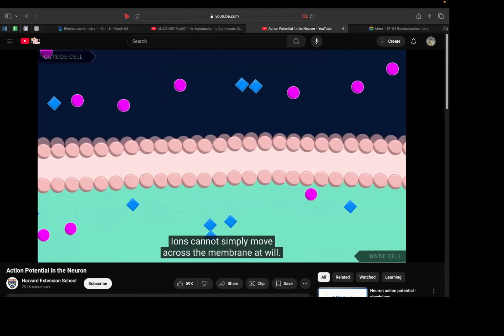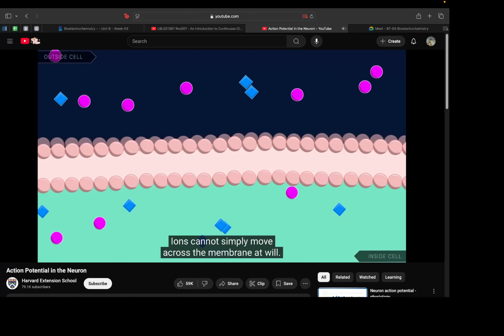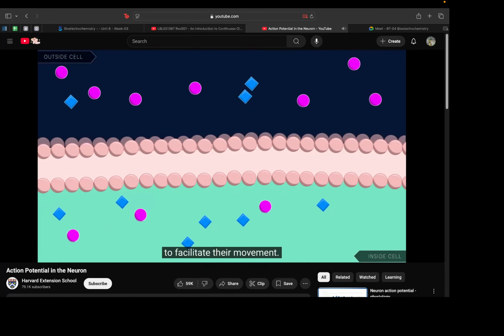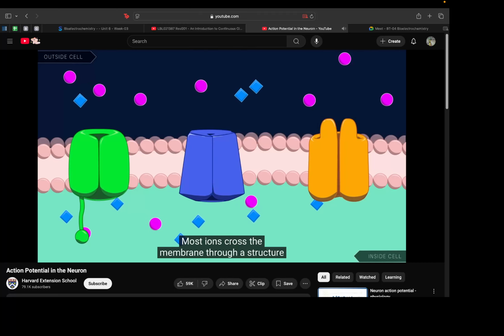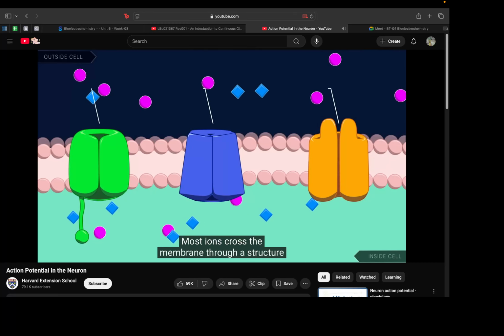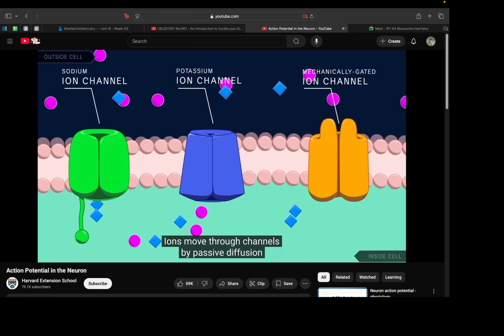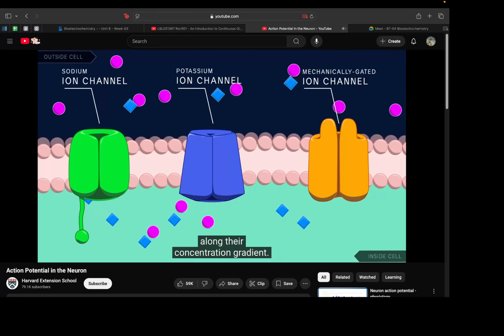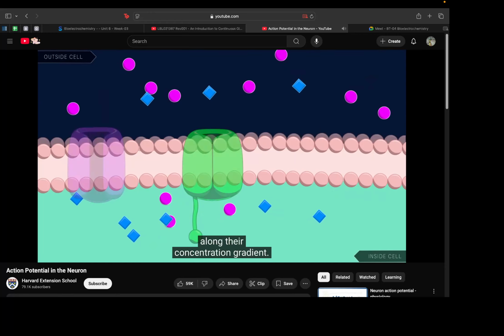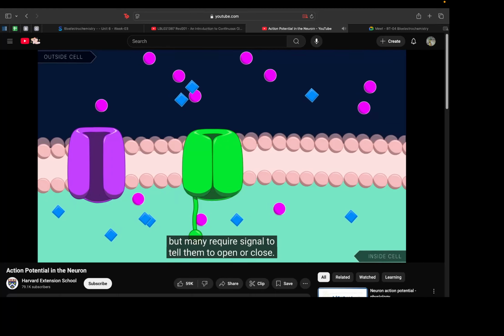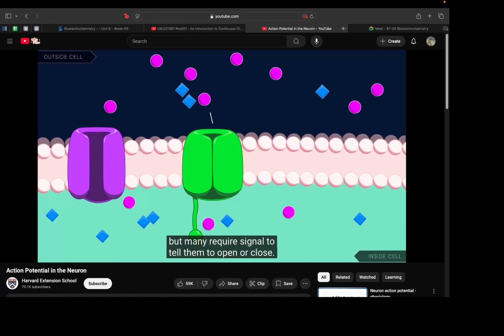Ions cannot simply move across the membrane at will. Instead, they need a protein embedded in the membrane to facilitate their movement. Most ions cross the membrane through a structure called an ion channel. Ions move through channels by passive diffusion along their concentration gradient. Some ion channels are always open, but many require a signal to tell them to open or close.